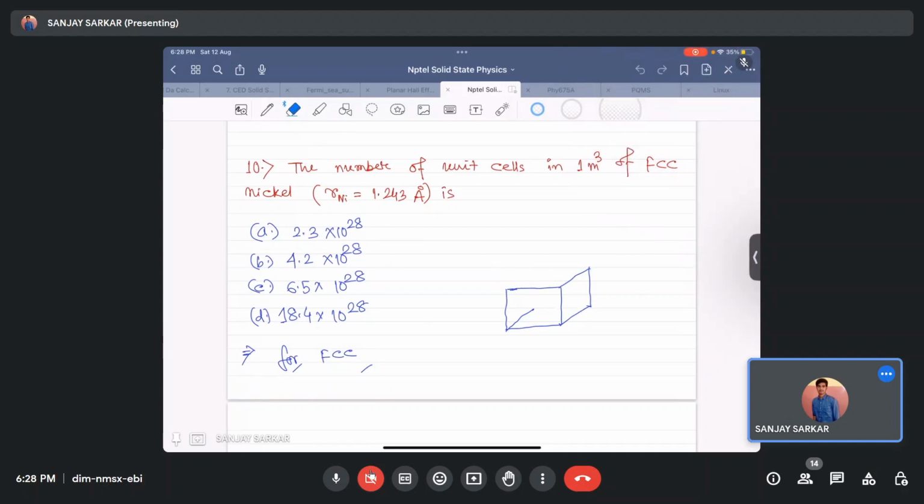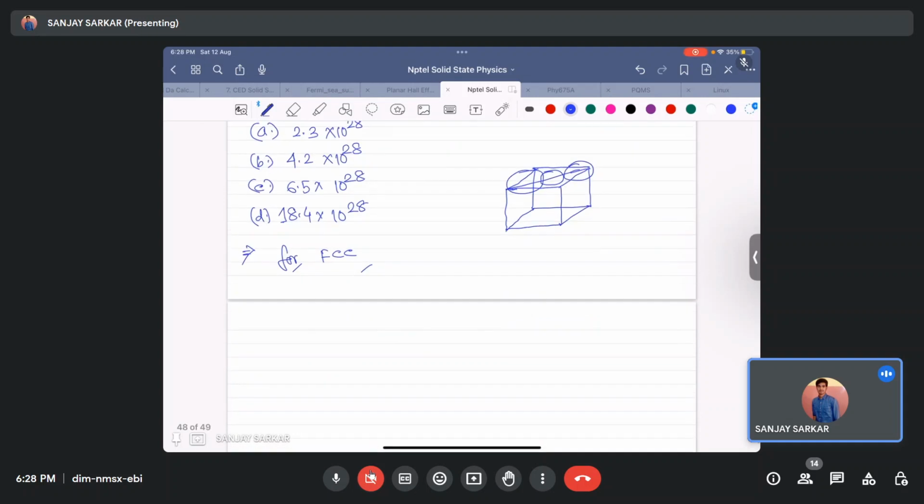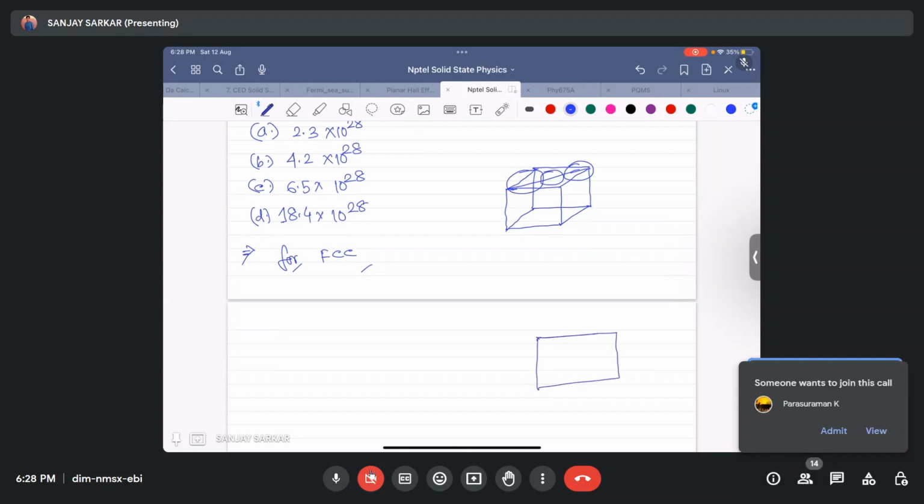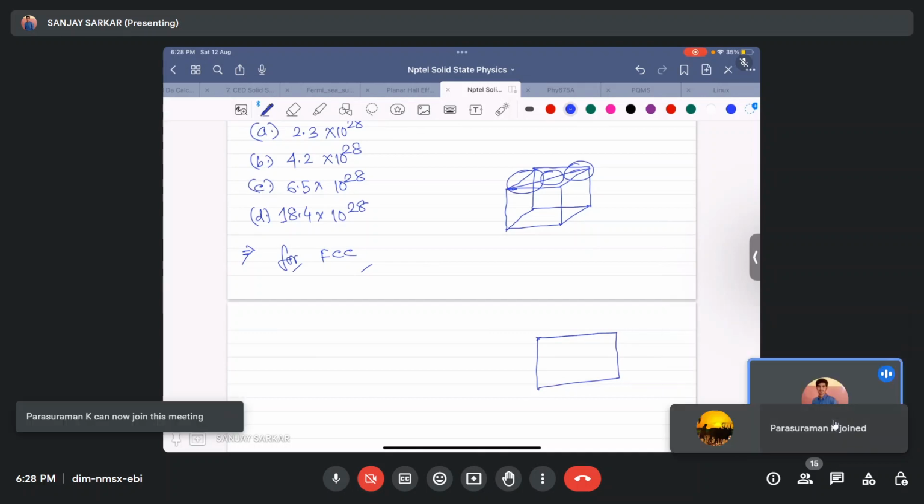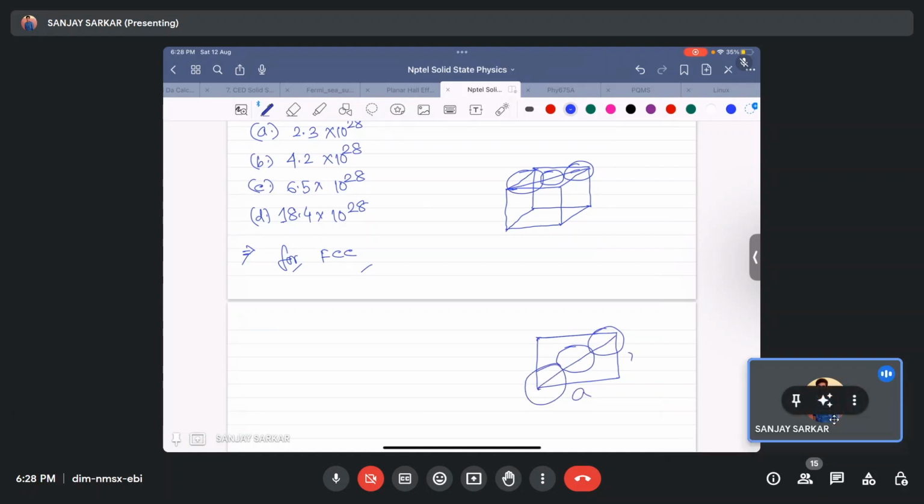So here there will be one atom, and they are connected through the face. So assume that all of them are of the same size and they are connected through the face. If I just draw the top plane, it will be like this. So this is the top plane where all the atoms are connected through the face. You know this is a, this is also a, so this distance is root 2 a, right?